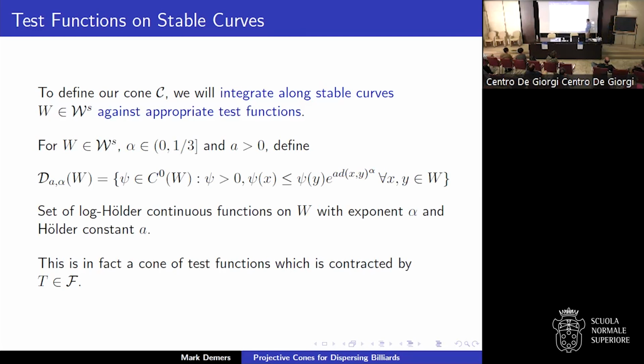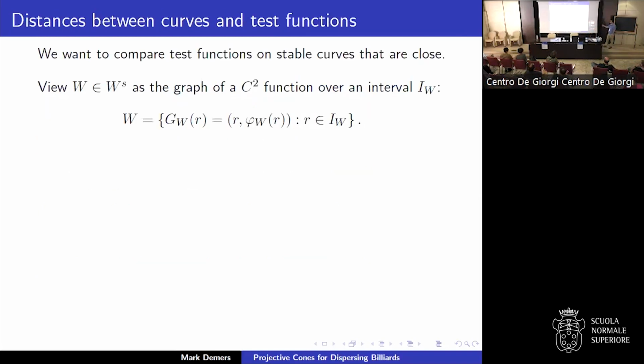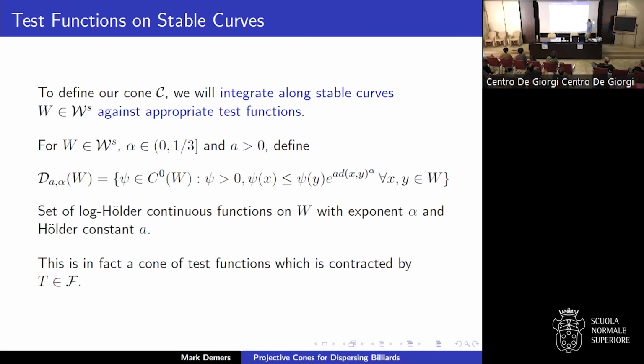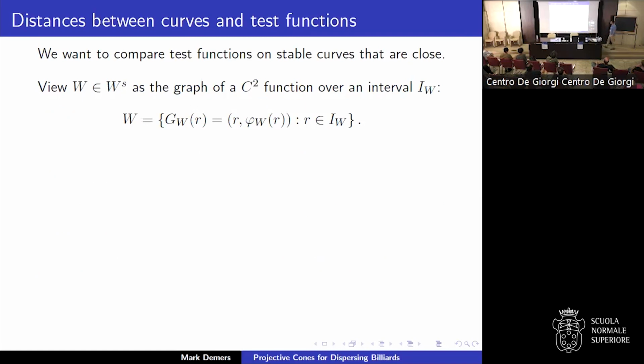This cone of test functions will be contracted by the hyperbolicity of T, all the T in our class F, once we set that tau star, K star, and E star. And so eventually you choose alpha to be less than a third because you have the homogeneity strips, and A should be large enough that the distortion constant, and you get kind of contraction plus distortion, and you want that to be less than A. So A is large enough compared to the distortion. Okay.